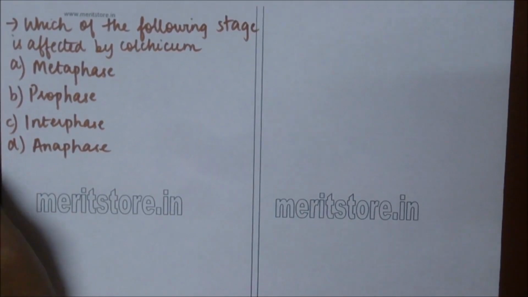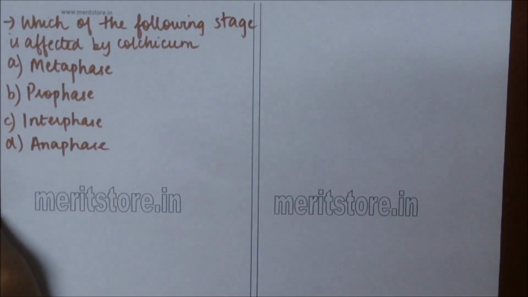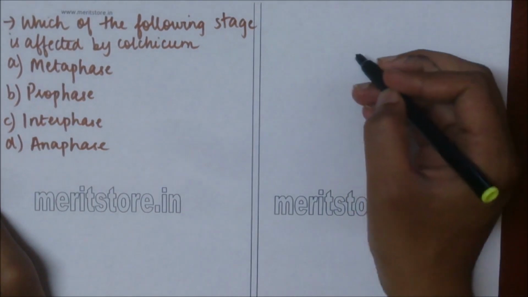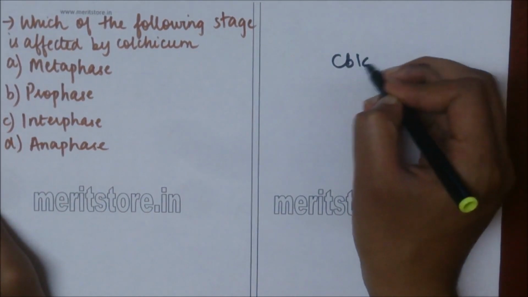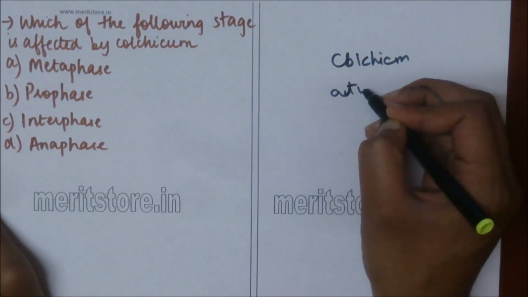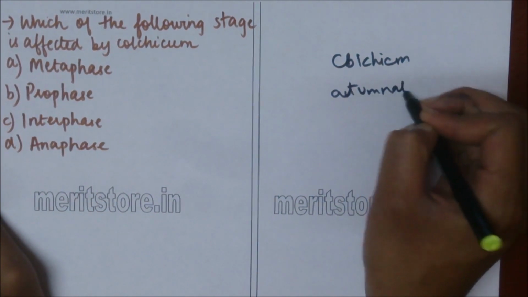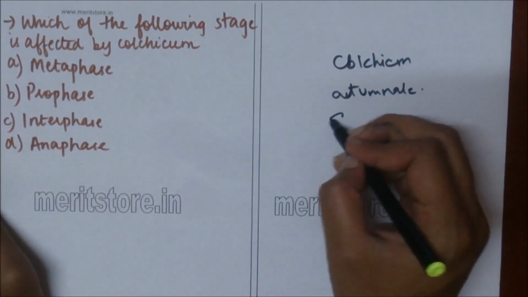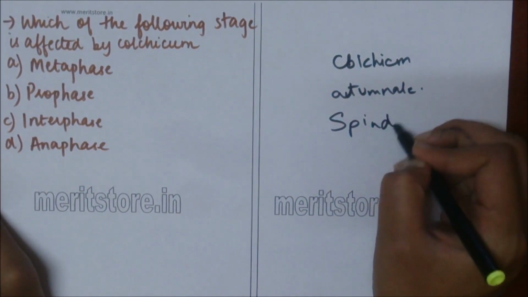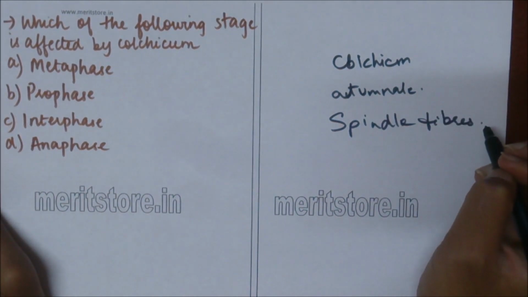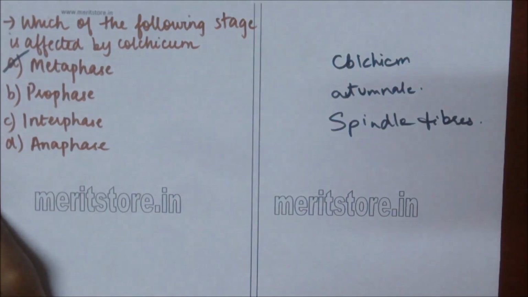Which of the following stages is affected by colchicine? A. metaphase, B. prophase, C. interphase, D. anaphase. Colchicine is obtained from the Colchicum autumnale plant, which inhibits the formation of spindle fibers. The spindle fiber forms in metaphase, so it inhibits metaphase.